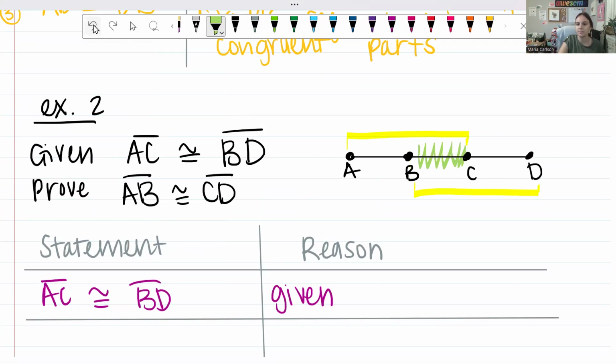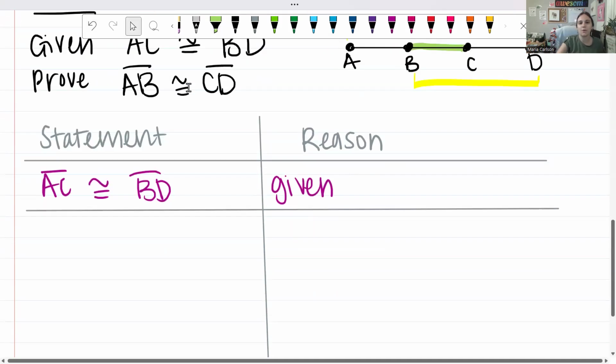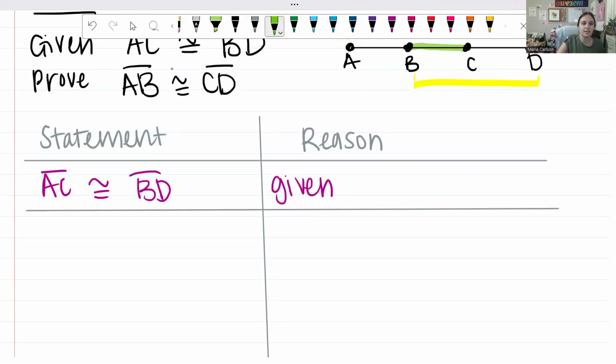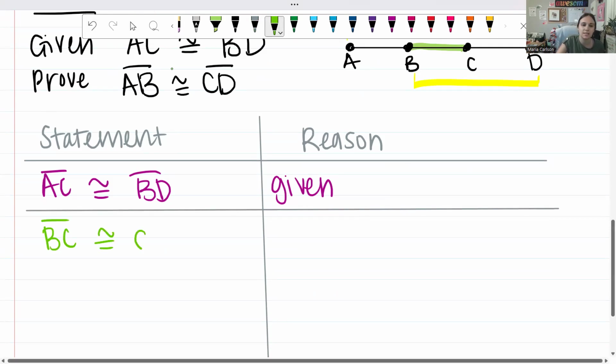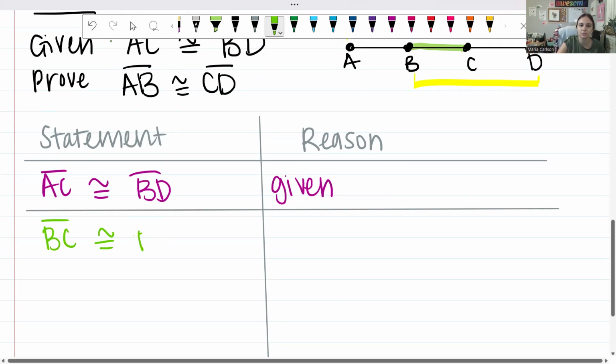And interestingly, BC is congruent to itself. So I'm going to say that segment BC is congruent to, and I'm going to spice it up, segment CB. I could say segment BC. It's the same thing. Just say it's congruent to itself. And that's because of the reflexive property.